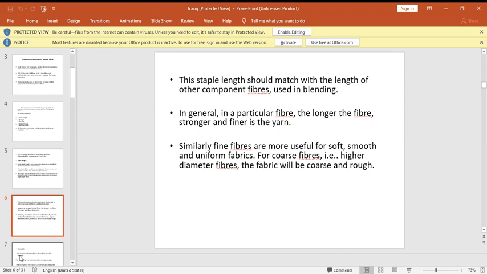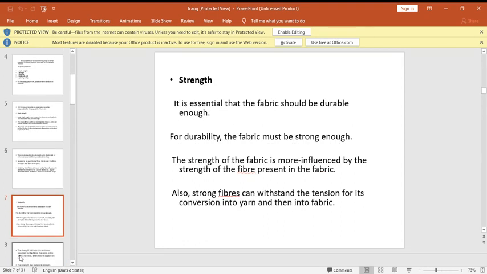This staple length should match the length of the other component fibers used in blending. Blending is nothing but mixing. So while mixing, the staple length of any fiber should be equal. In general, in a particular fiber, the longer the fibers, the stronger and finer is the yarn. Similarly, finer fibers are more useful for soft, smooth, and uniform fabrics. For coarse fibers, with higher diameter, the fabric will be coarse and rough. So that is about staple length, which is very essential. Essential means compulsory. We have to see the quality of those fibers.